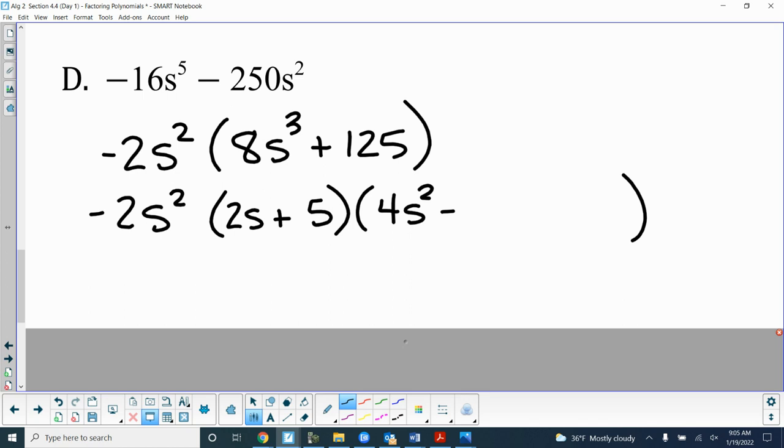2s times 5 is 10s. Always addition. And what's 5 squared? 25. So there's our factored form of that binomial we have. Okay?